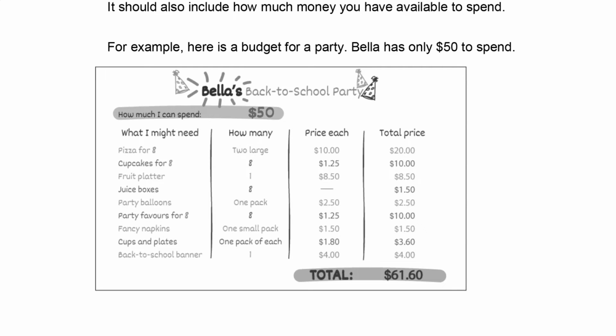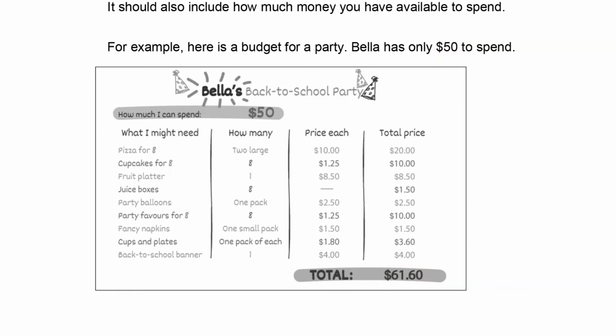Here's an example for a party, much more detailed than the one we just went through. And we're given a limitation that Bella only has $50 to spend. So she's accounted for pizza, cupcakes, a fruit platter, juice boxes, party balloons, party favors, napkins, cups and plates, and a back-to-school banner. It's a pretty comprehensive list. However, when she adds everything up, multiplying the quantities times the prices, she ends up with $61.60, but she only has a budget of $50.